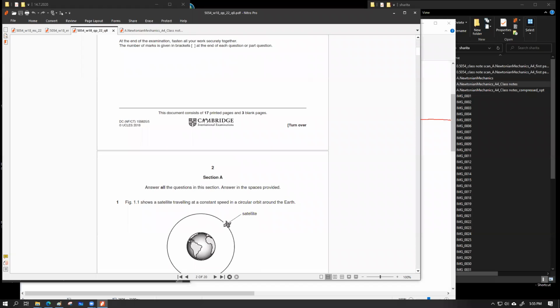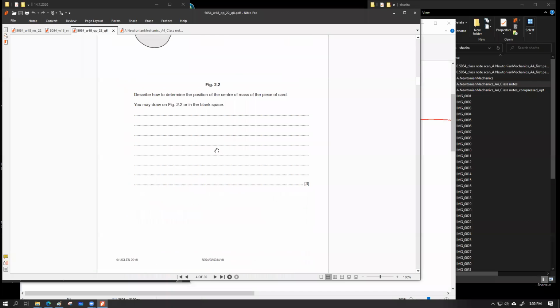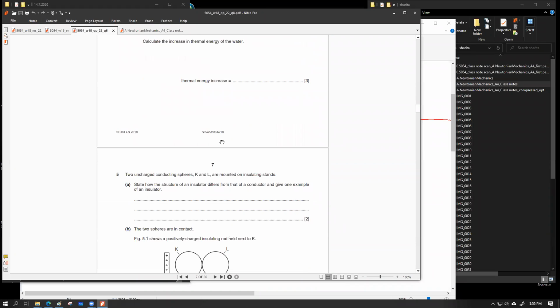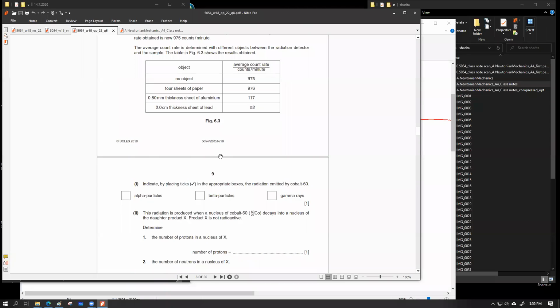So this is the first cover page, and then comes section A. Section A starts from here. In section A the total marks are 45. You'll have to answer all the questions that are available in section A. Sometimes there are 7 questions, sometimes there are 8 questions. It depends upon how big the questions are. All the chapters might not have questions from here, but some chapters might have.